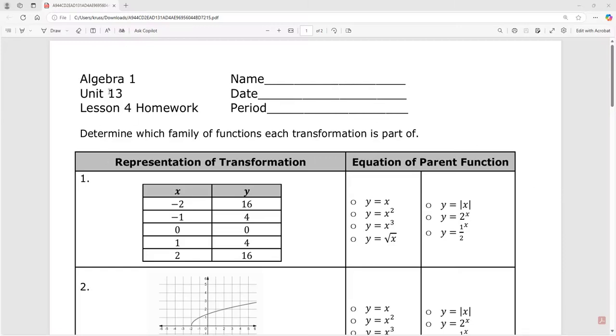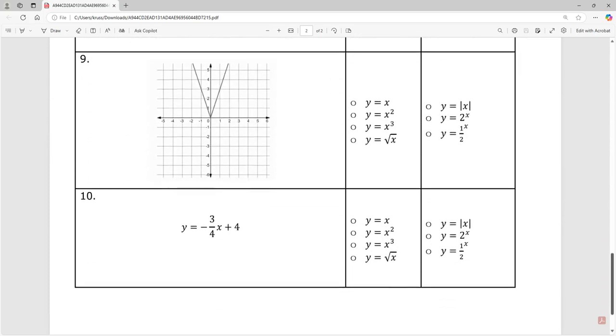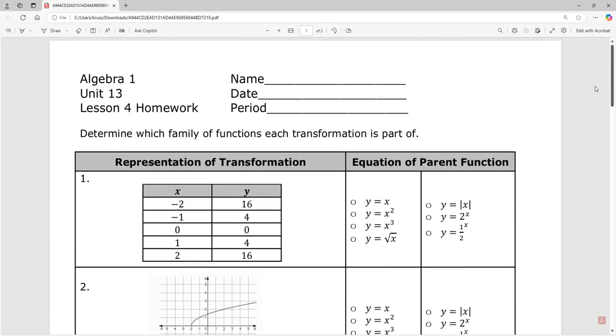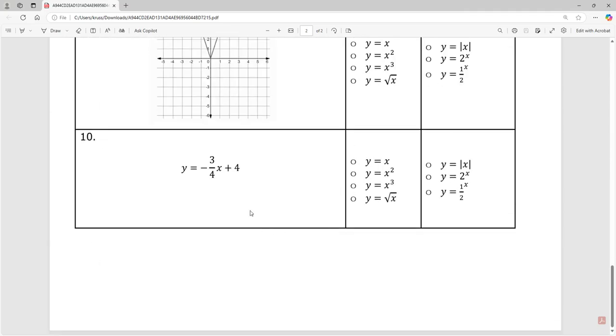All right, so we're going to go to Unit 13, Lesson 4, and this is very similar to the first unit where we talked about parent functions. Like, what is this line? Is it quadratic? Is it linear? Is it exponential? Is it cubic? Is it quadratic, which means something squared, plus some other stuff? So, what is the parent function if I'm given a data set or a graph, or an equation?